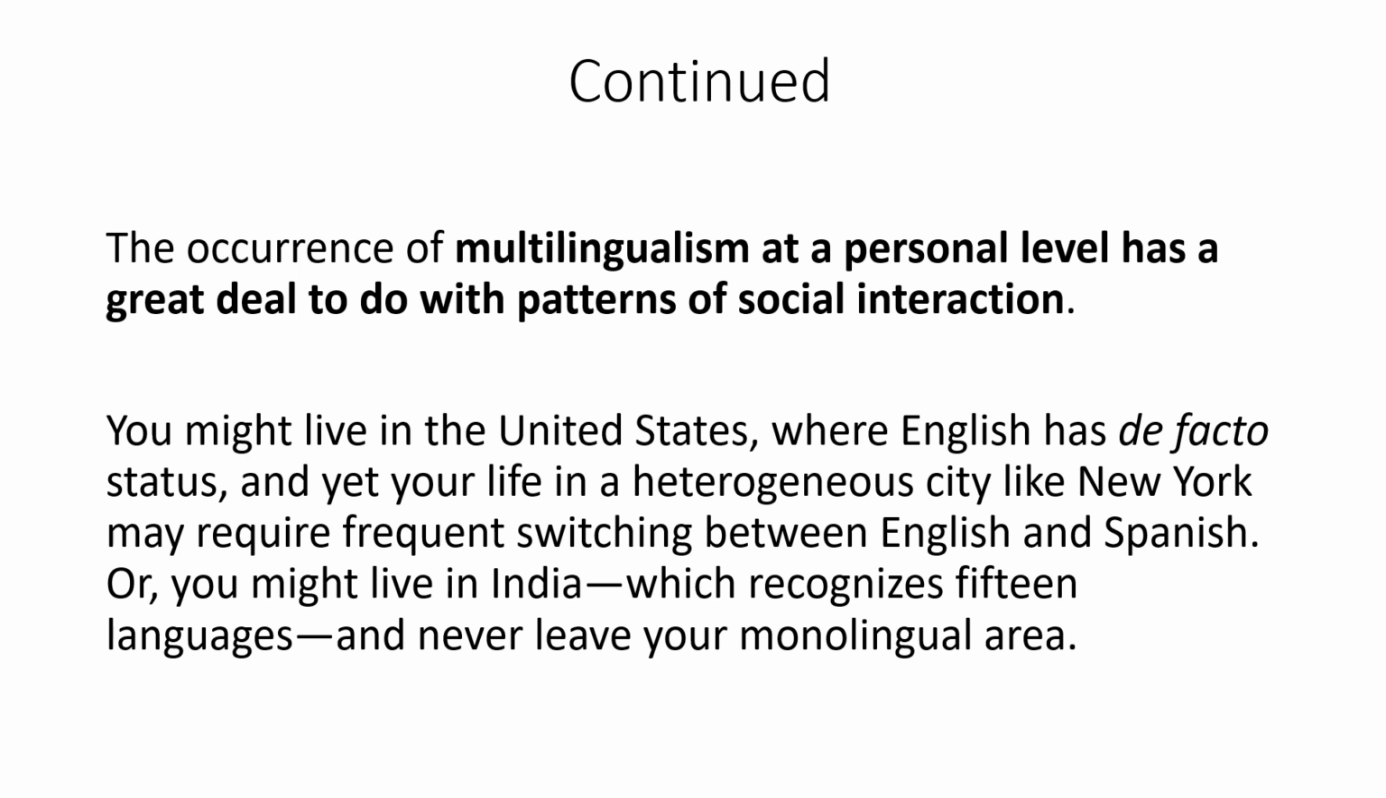So you might hear in some examples, you might live in the United States where English has de facto status. De facto means the actual status of the English language. English is a lingua franca, a language of power, a widely spoken language over there. And you might live in a heterogeneous city, meaning a city where many languages are spoken, like New York, where you may require frequent switching between English and Spanish. Or you might live in India, where there are almost 15 languages, and never leave your monolingual area. Although there are many languages, you are multilingual, but you will speak just one language.